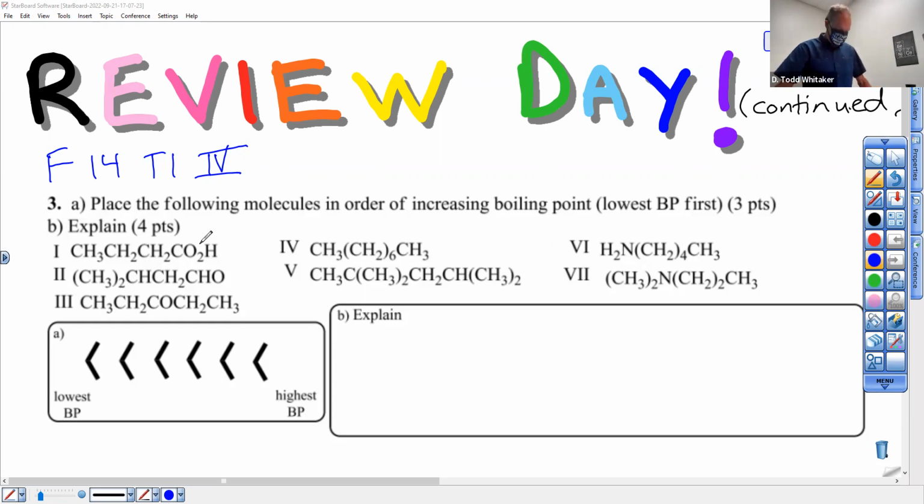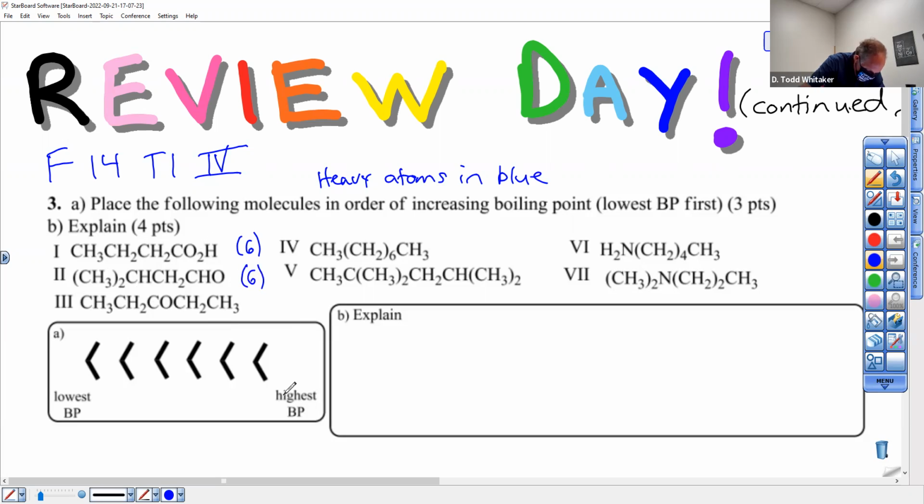And what are heavy atoms? Here, nitrogen and carbon and oxygen are the big three. They're heavier than hydrogen. So I'll do heavy atoms in red. Heavy atoms, that's not red, in blue. So this one, 1, 2, 3, 4, and 2 oxygen, 6. Next one, 2, 3, 4, 5, 6. Next one, they might all be 6. 1, 2, 3, 4, 5, 6.